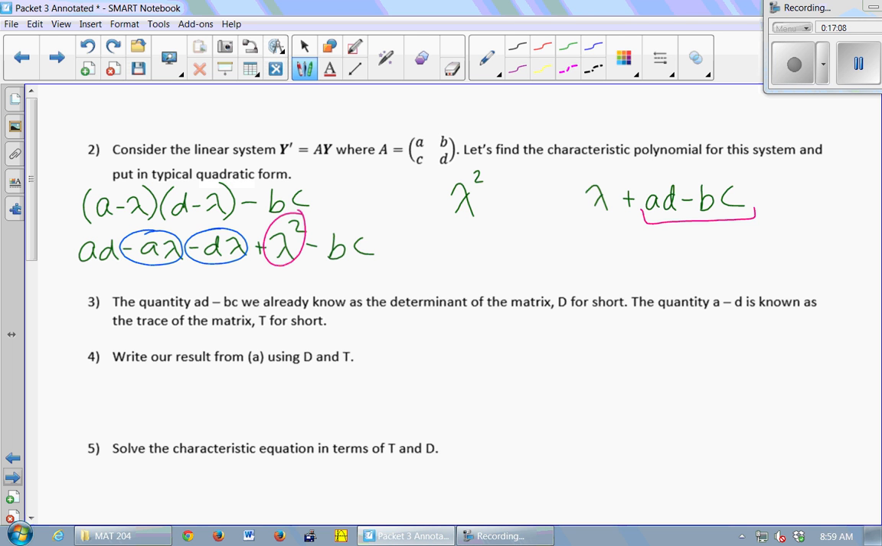A minus D, right? But they're supposed to both be negative. AD minus A lambda minus D lambda. So A plus D is the trace. Okay, sorry, typo. And in the quiz, it was A plus D, so make sure you change your score if you marked it wrong.